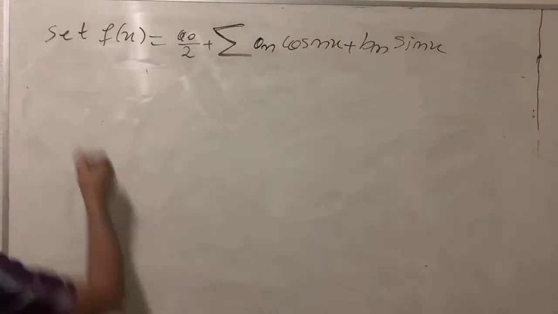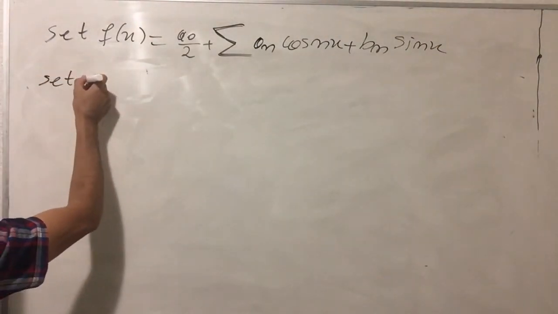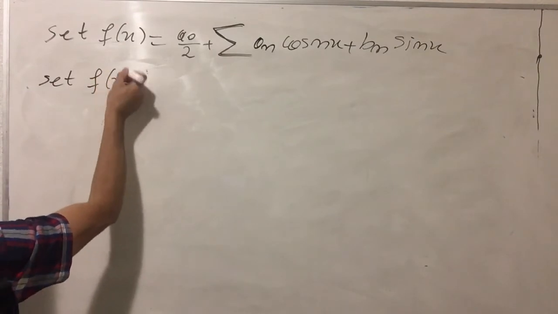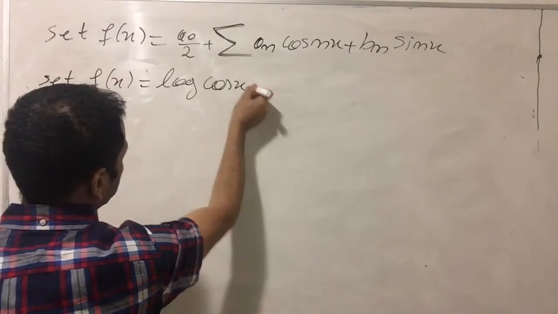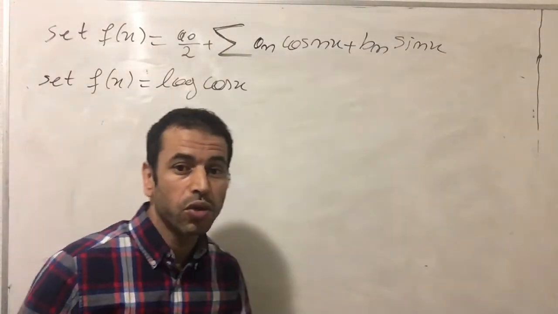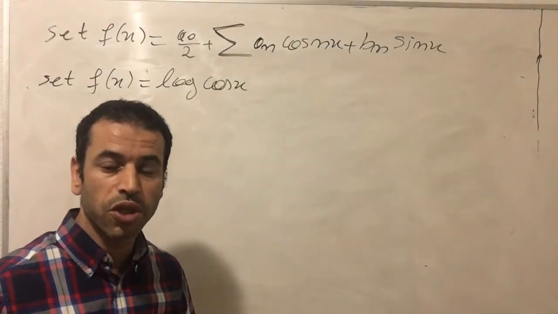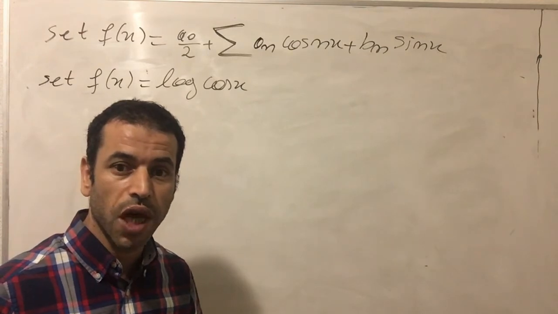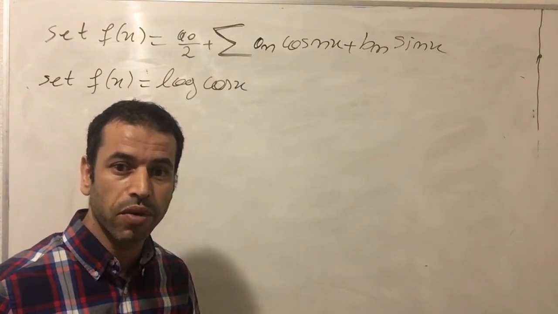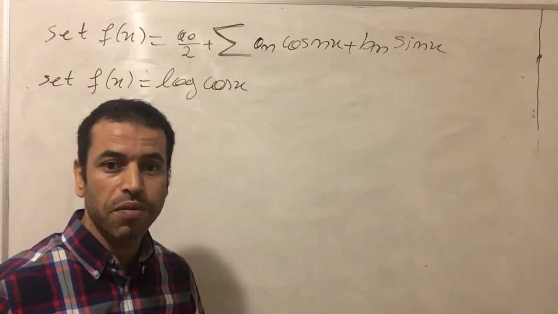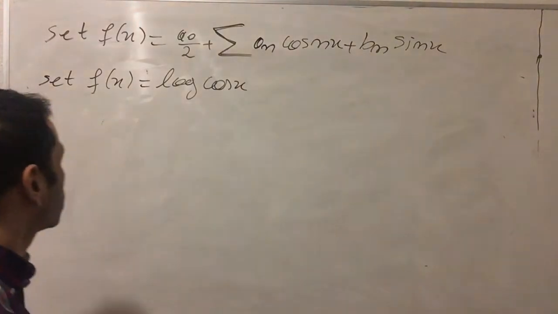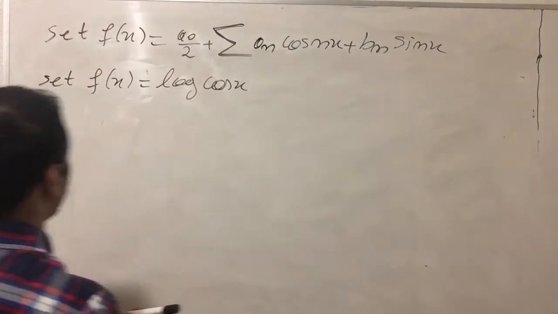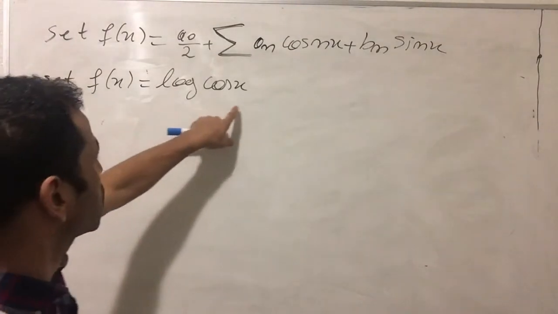Okay, let's set f of x equal to natural log of cosine x. In today's video, I'm going to combine the Fourier series with complex numbers as well as the Maclaurin series expansion. So let's get started now. We have f of x equal to natural log of cosine x.